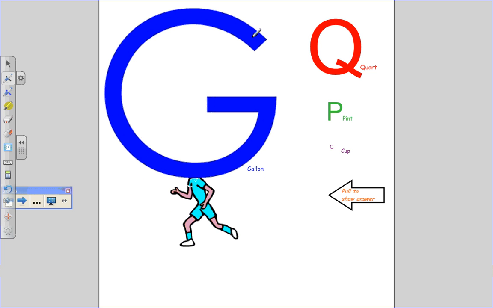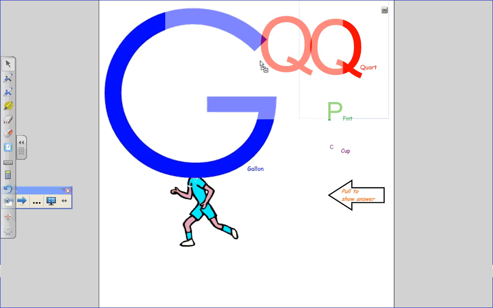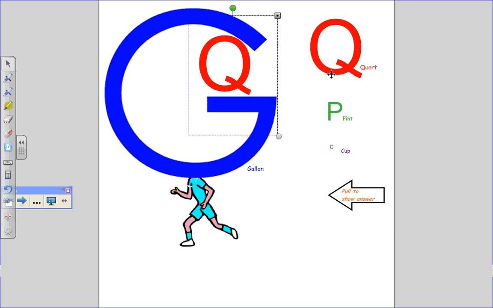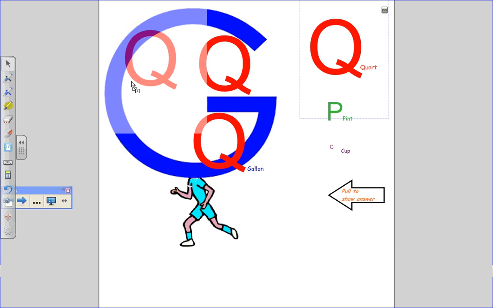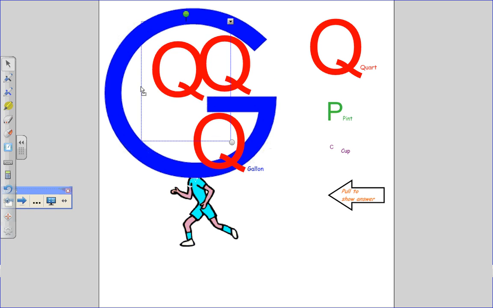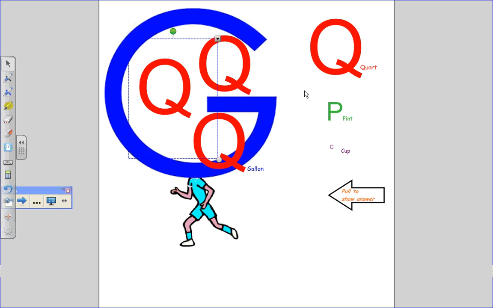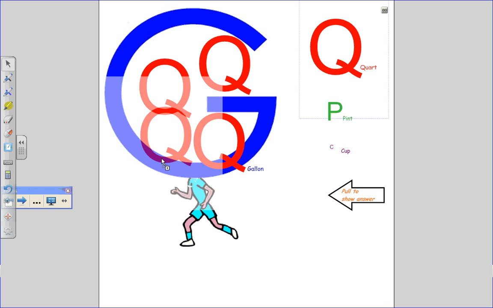So as you can see, there's a big G. The biggest unit of measure we're going to be looking at here is the gallon. And inside of each gallon, there are 4 Q's. And each one of those Q's stands for a quart. Oh, and they're not really staying where I'm putting them. Hold on. So you can tell in this drawing that there are 4 quarts in each gallon.